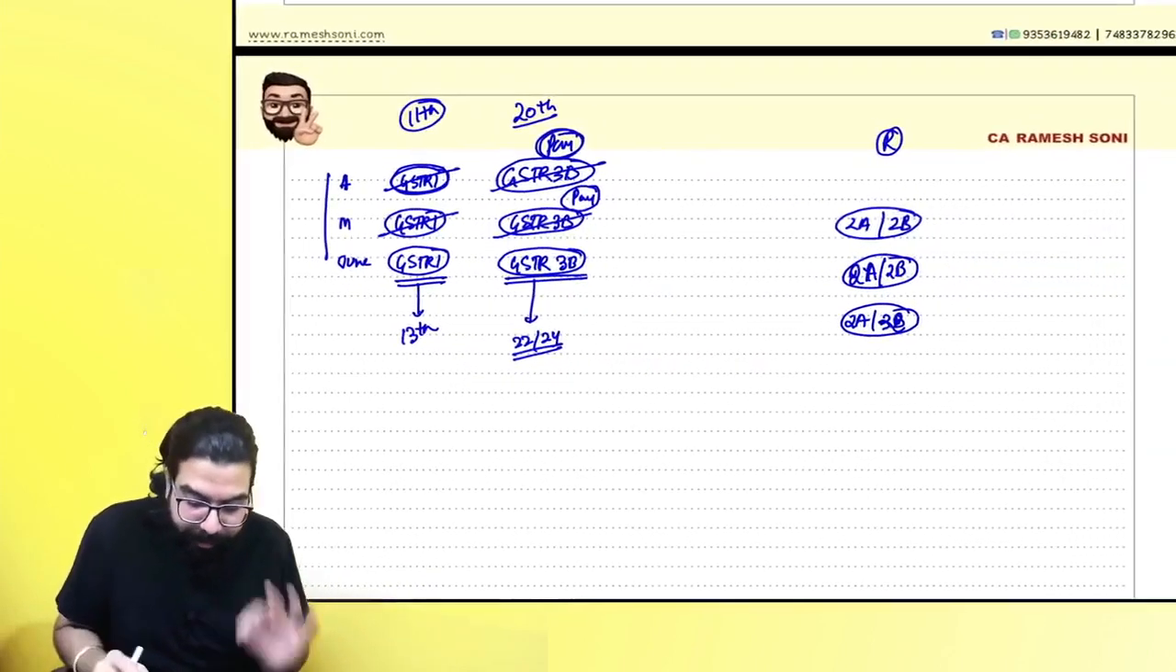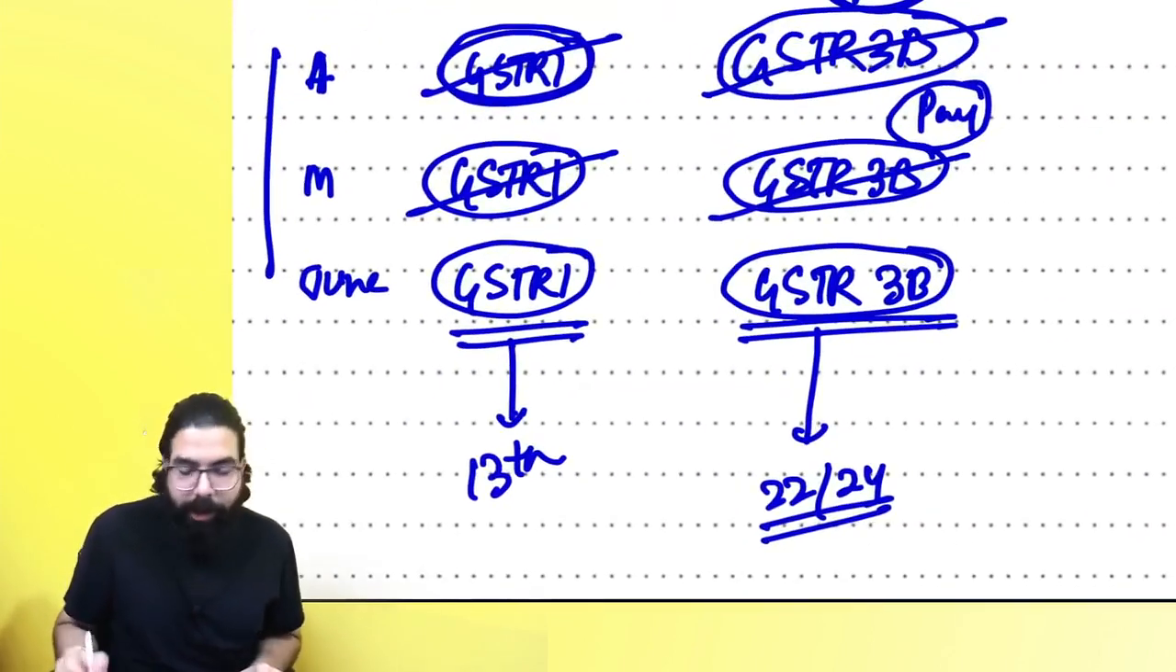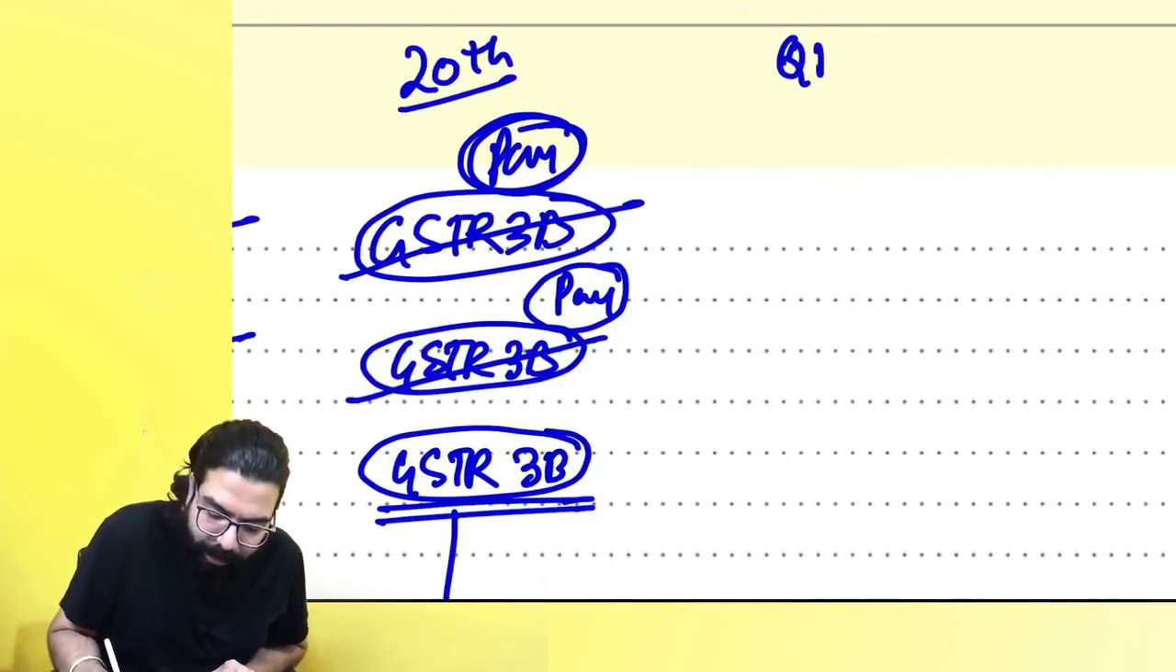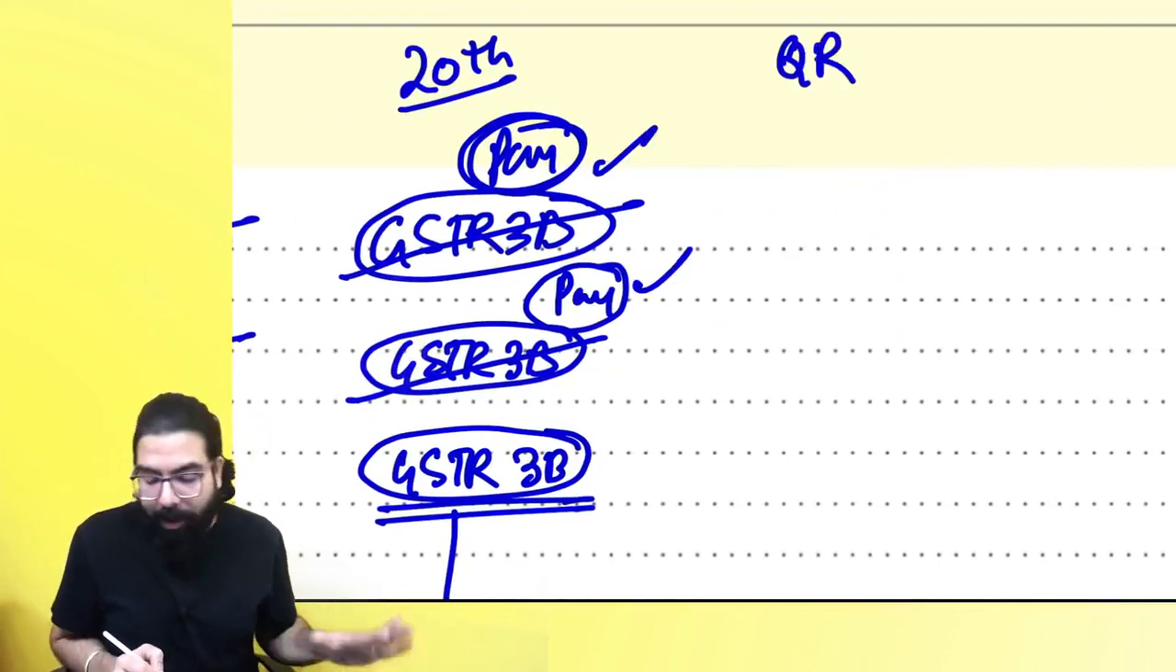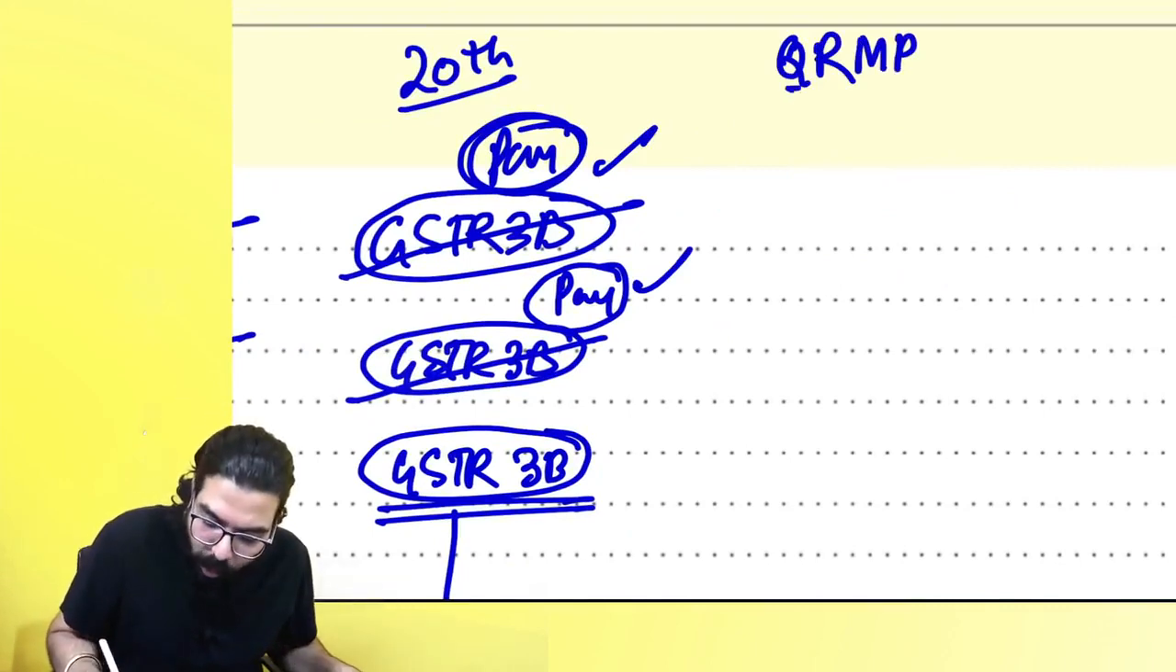Everyone over here, this is known as that for the whole quarter you can file the quarterly return, but payment has to be done every month wise. Payment has to be done month wise, and so it is known as the QRMP scheme.